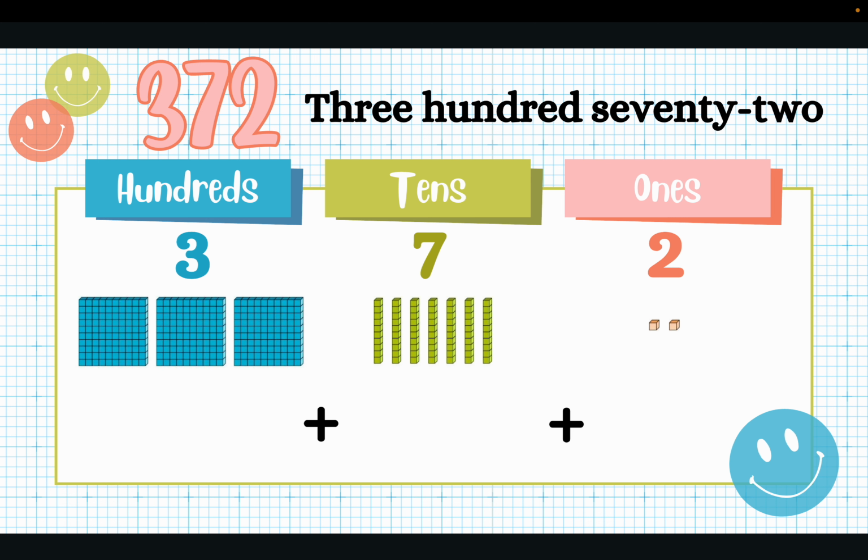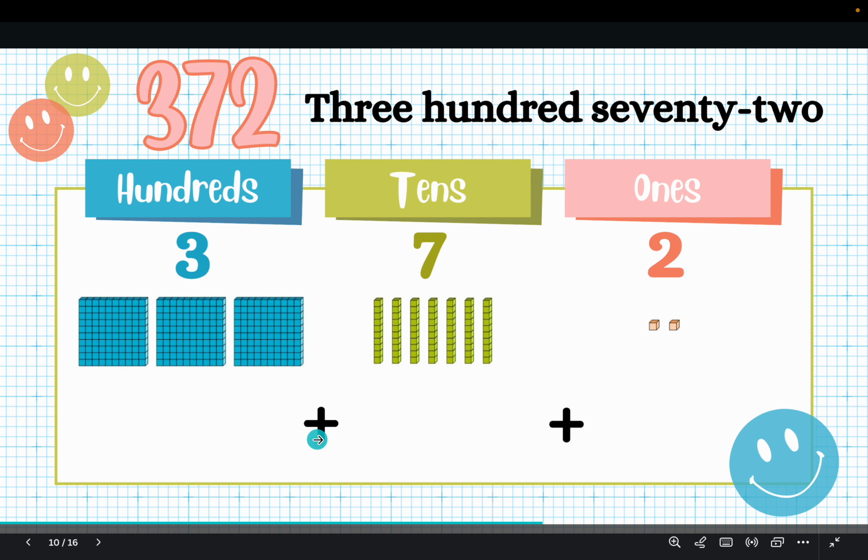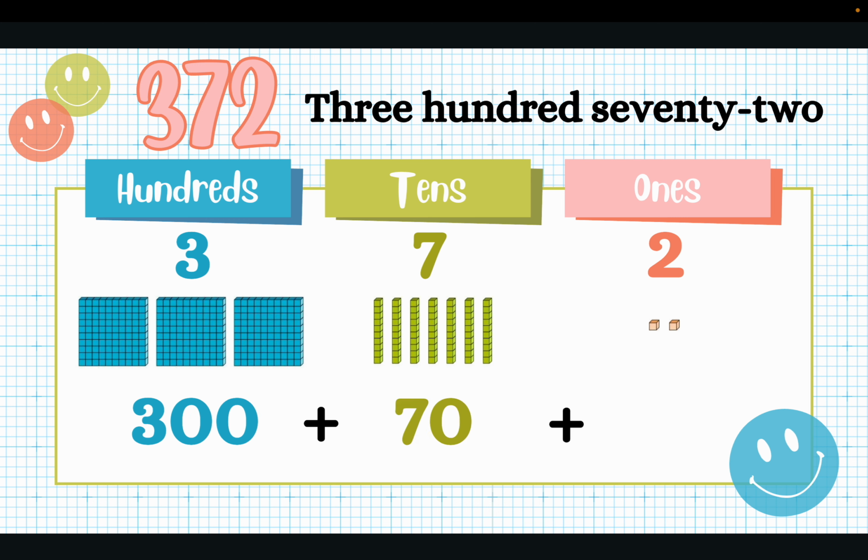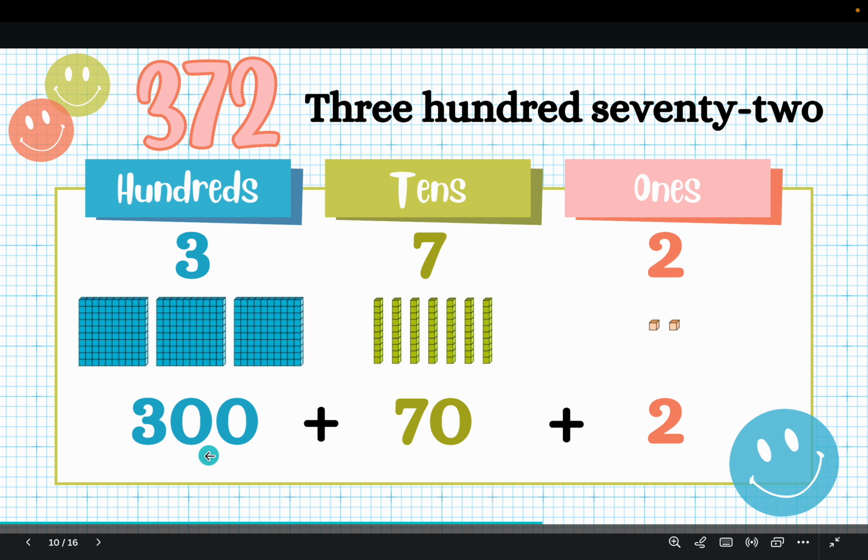We now need to write it in expanded form. We're going to create that expression. Here's our plus signs, so we're going to write the numbers in between them. It's going to be 300 plus 70 plus 2. That's going to equal 372. That's the sum, so that represents it in expanded form.